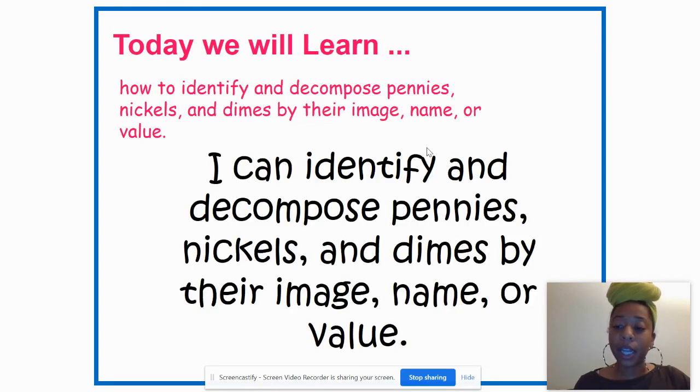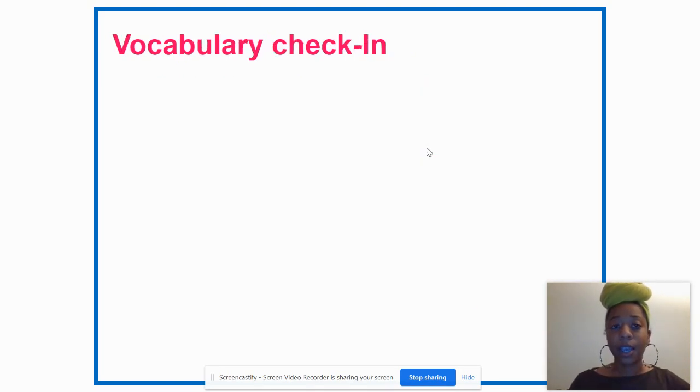What are you guys going to learn today? Repeat after me. I can identify and decompose pennies, nickels, and dimes by their image, name, or value. Nice job repeating after me. Today, we're going to identify and decompose some coins. Let's check in with our vocabulary first to make sure we understand everything that we're about to see.